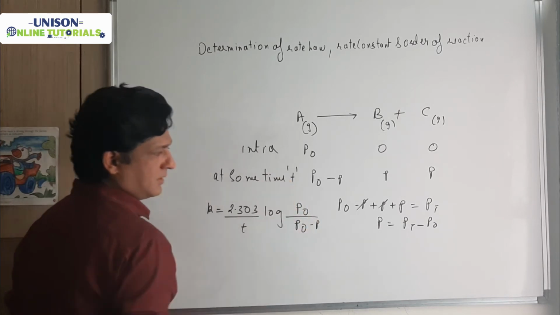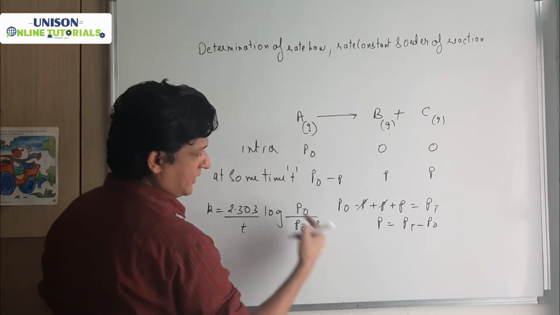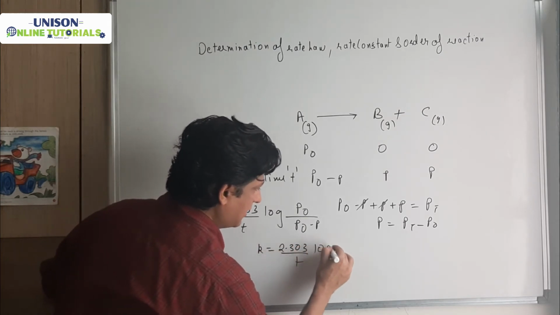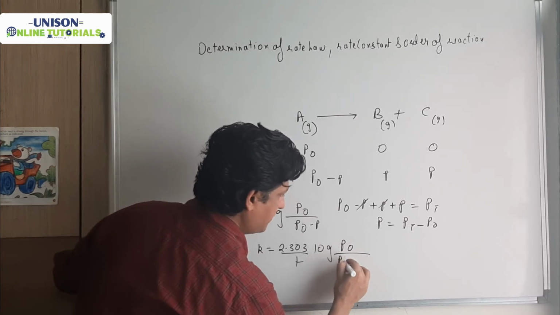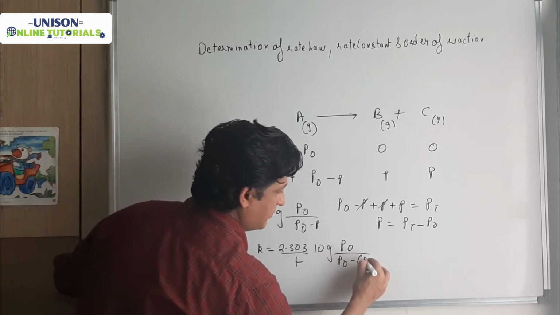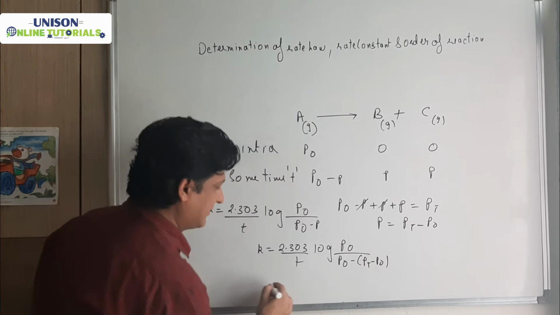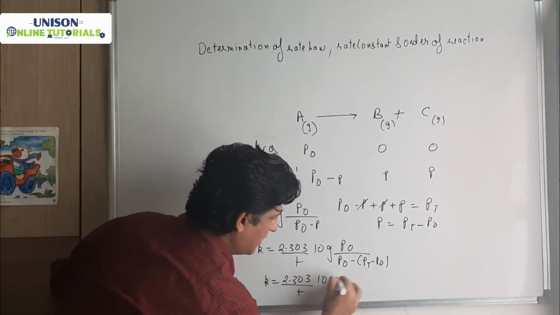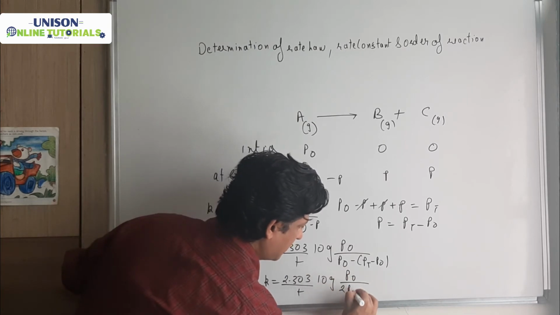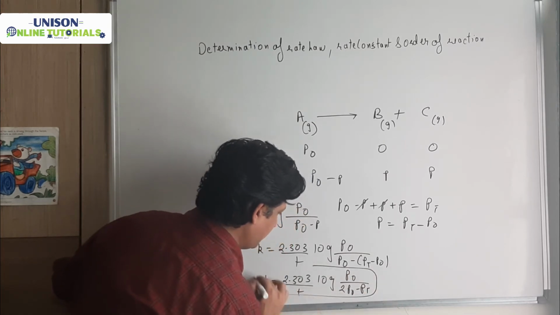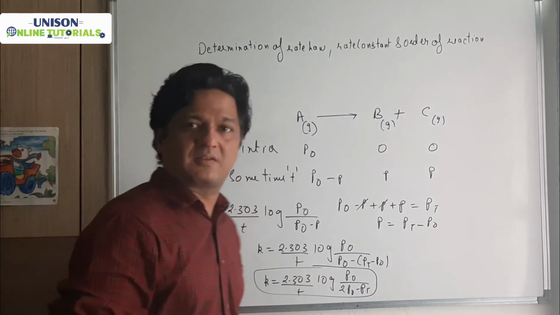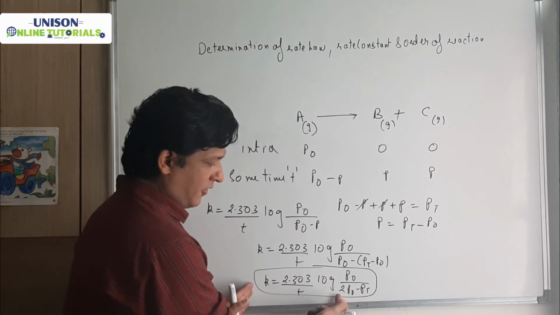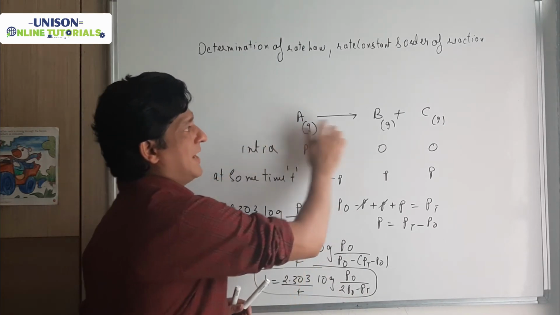Just substitute the value of P over here. So k equals 2.303 by t log P naught upon (P naught minus (Pt minus P naught)). By solving, k equals 2.303 by t log P naught upon (2P naught minus Pt). So this is for gas phase, first order. Clear? And always remember this formula is applicable when the stoichiometry is 1, 1, 1.